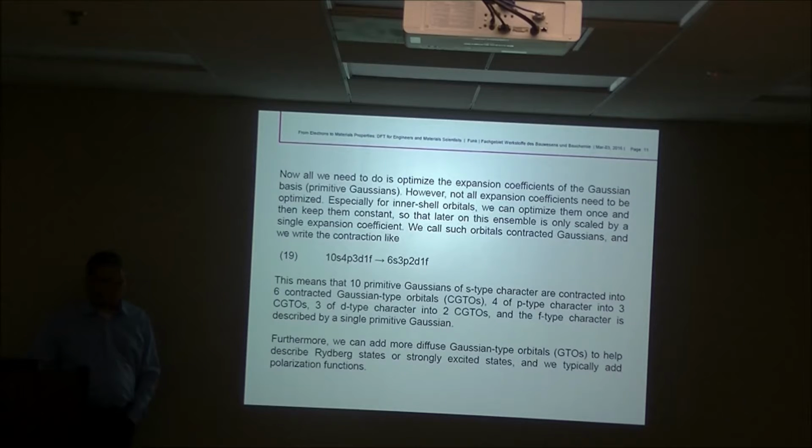What one also can do is, well, we have a good basis which describes all our orbitals for the atom pretty well. Typically, they're optimized for atoms. Now we want to go for bonds or anything else. What we can do is add more diffuse Gaussian type orbitals when we have strongly excited states, Rydberg states, dispersion interactions, whatever we have. So what we actually do is we have our whatever we fit.